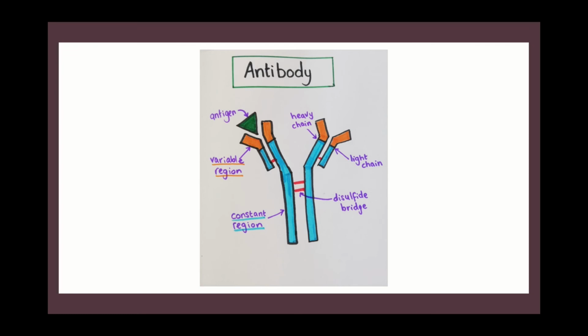The blue region, called the constant region, is the same in all antibodies. The variable regions differ and are very specific to one particular antigen of one particular pathogen. This makes antibodies extremely specific.